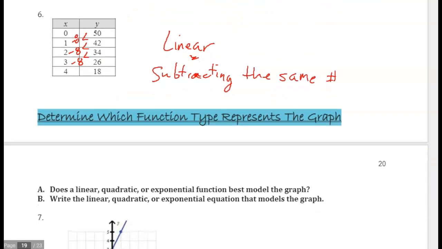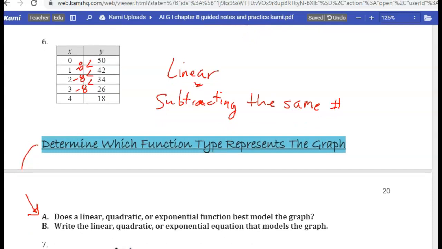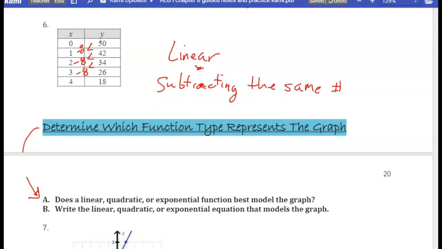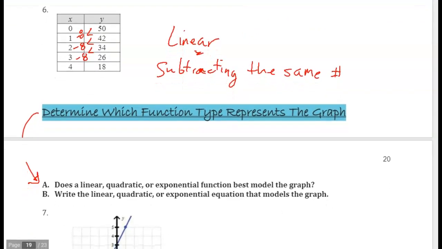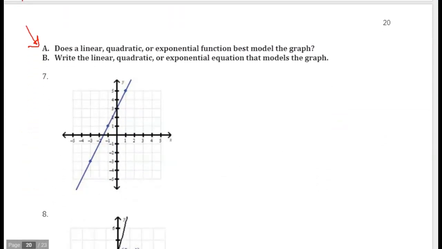So now the directions actually, this is supposed to be on this next page. Okay. And they want the same thing. But now they want you to write the one that fits the graph.